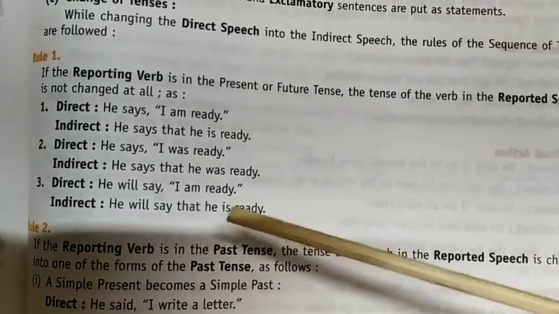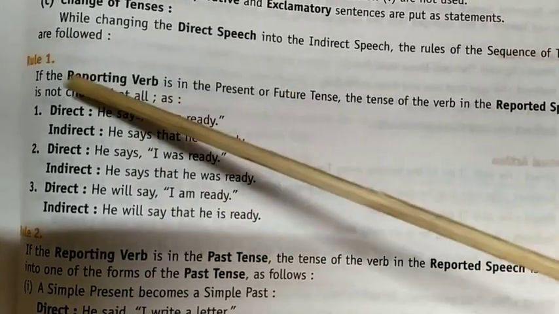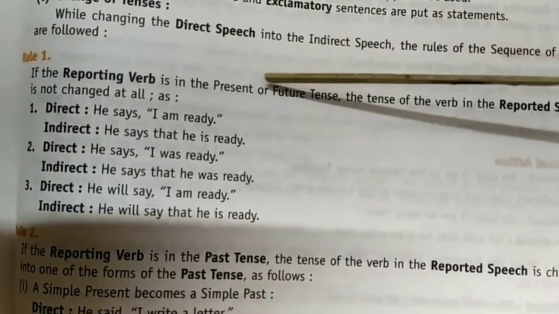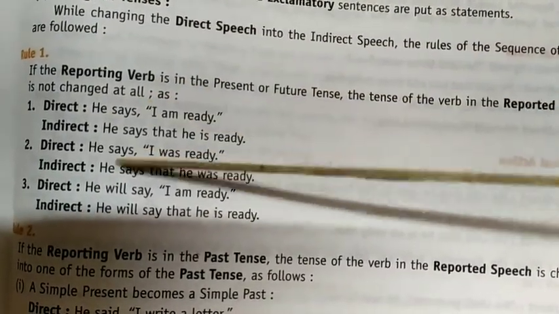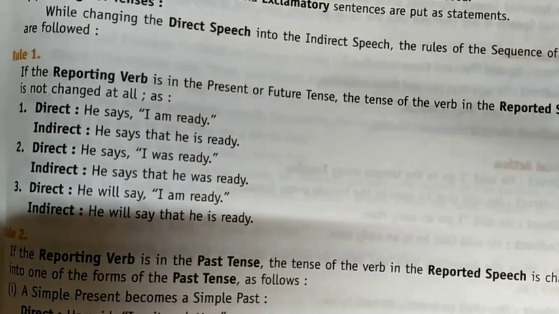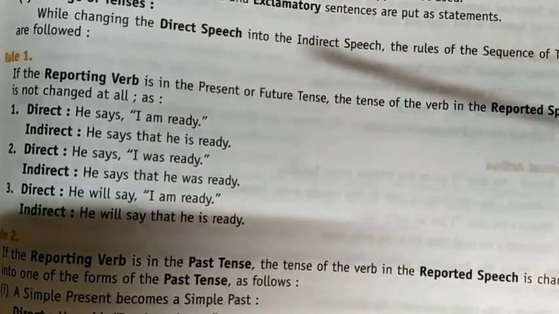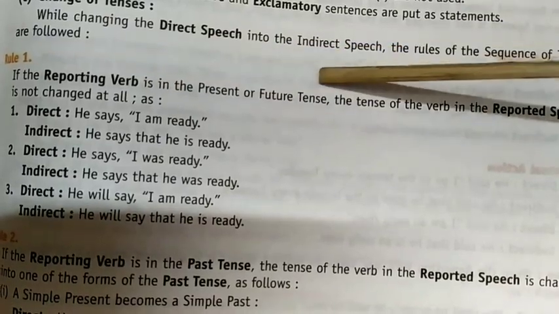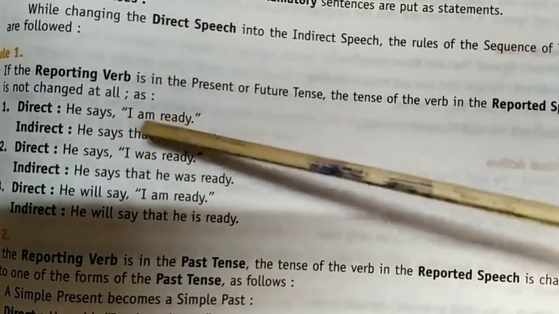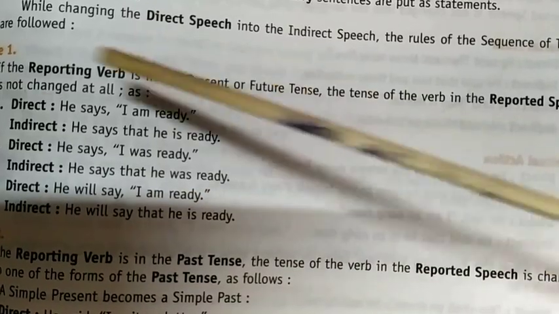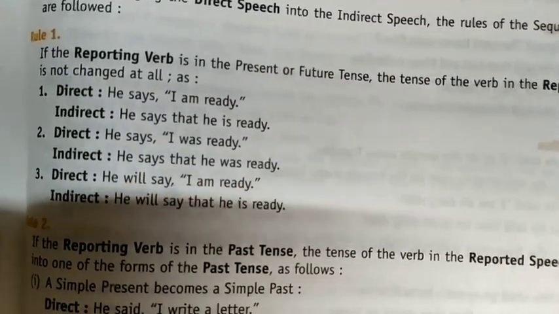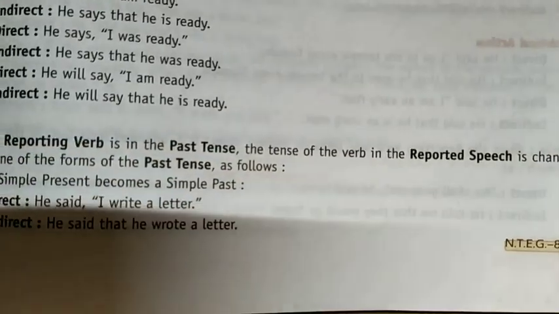Okay. So why is it like that? Because the first rule says that if the reporting verb is in the present or future tense, says is present, will say is future, so if the reporting verb is in present or future, the tense of the verb in the reported speech, this am, was, am, is not changed at all. Okay, let us move to the second rule.